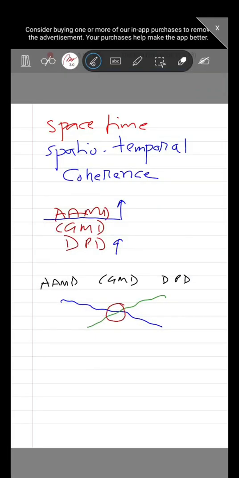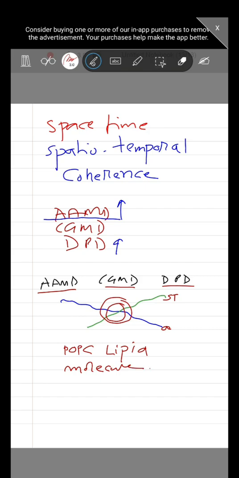It also depends upon the system. When we require higher accuracy, we will go for AMD, and if we require higher spatial temporal coherence, then we will go for DPD, and if we require a balance, then we will use CGMD. And this is done for the case of POPC lipid molecule.